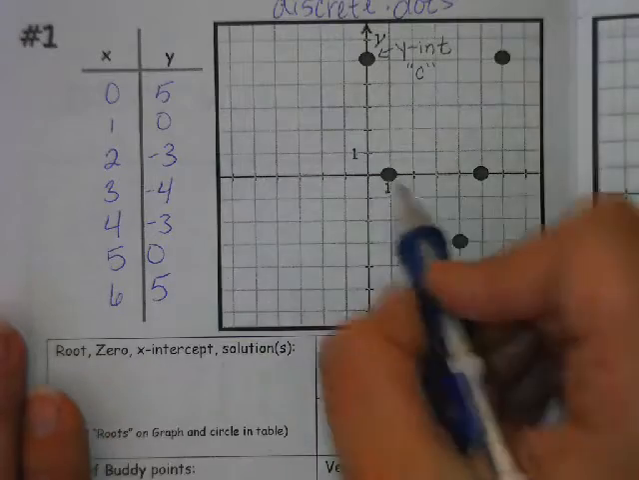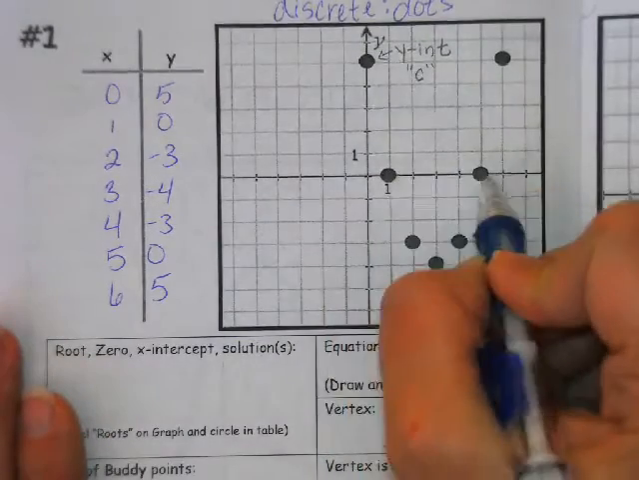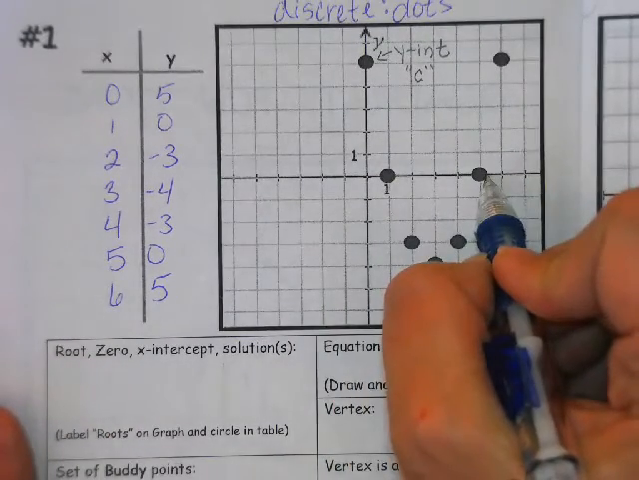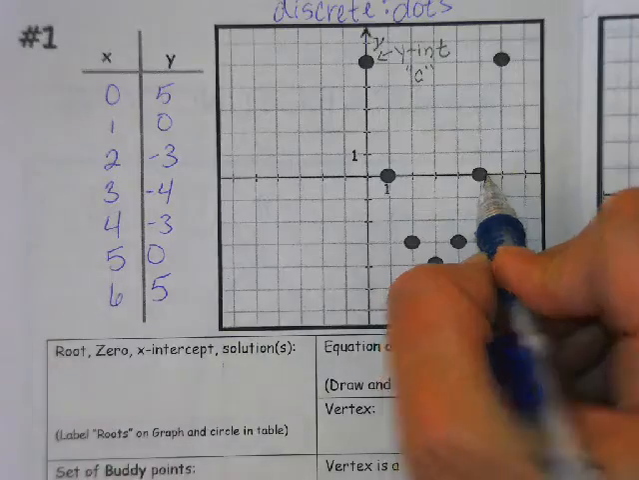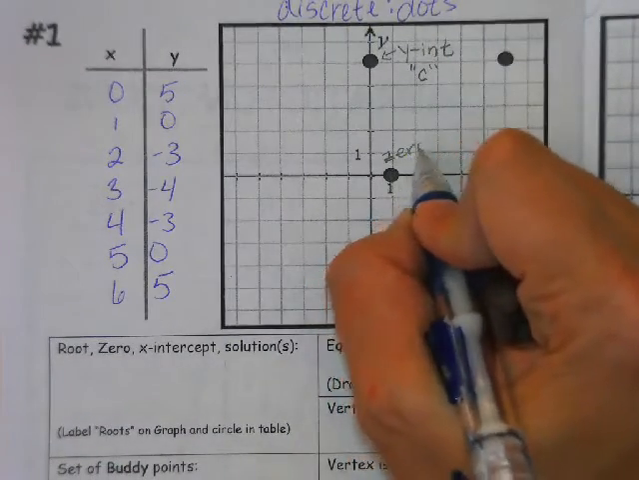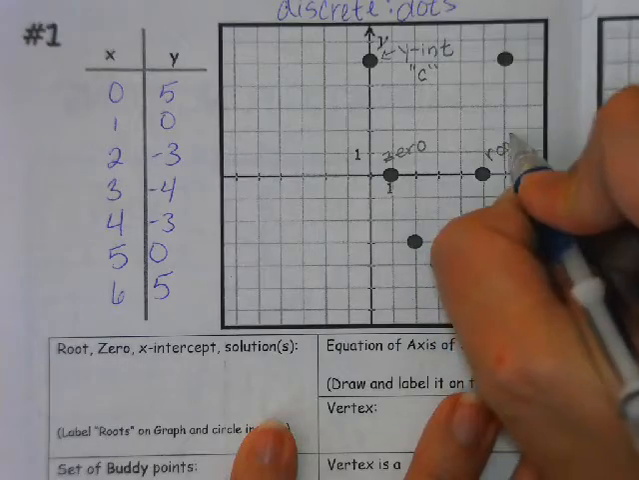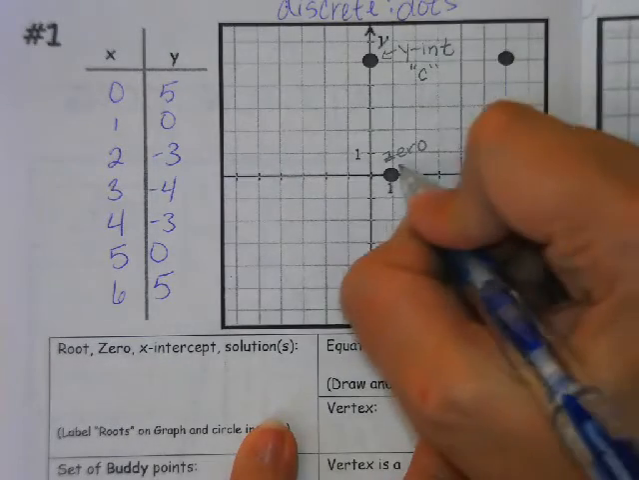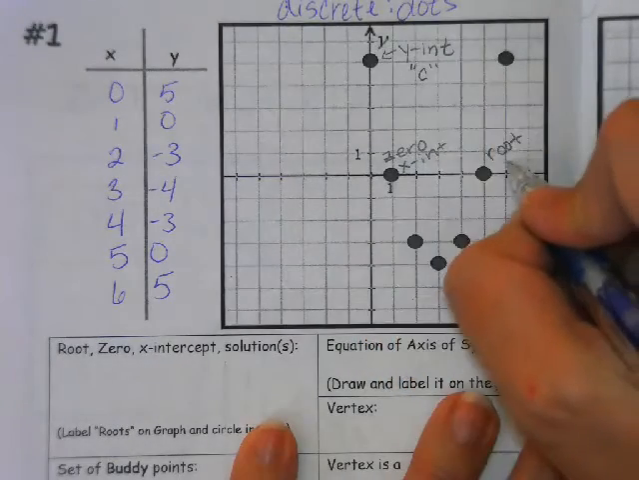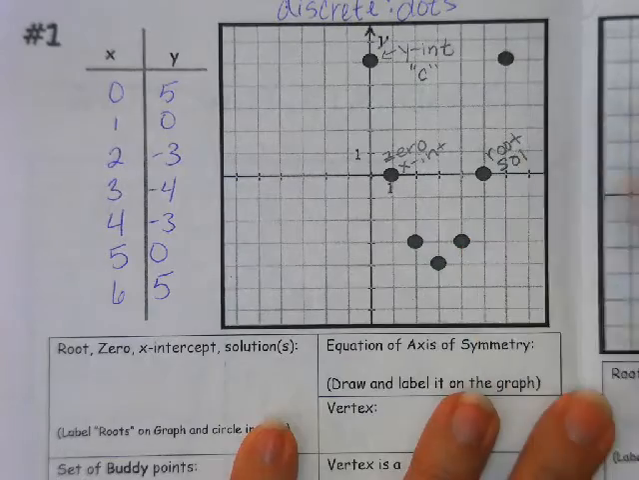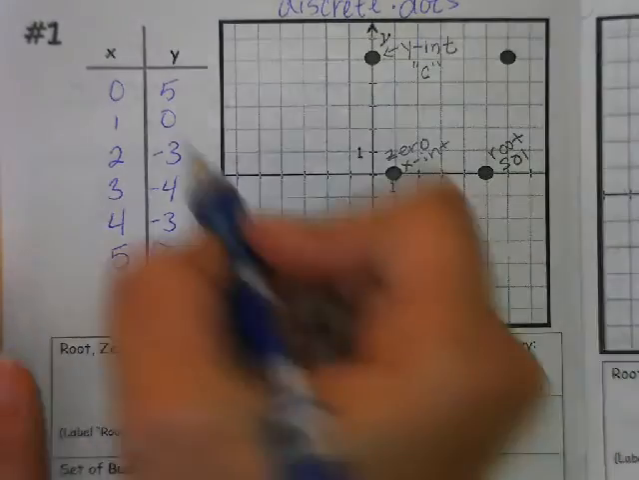Other things to keep in mind. What is happening here? We're crossing the x-axis. What is this called? These are called zeros. Give me another word. It's right here if you're not sure. It's a root. What else? X-intercept. What else? Solution. So I can even mark it here.